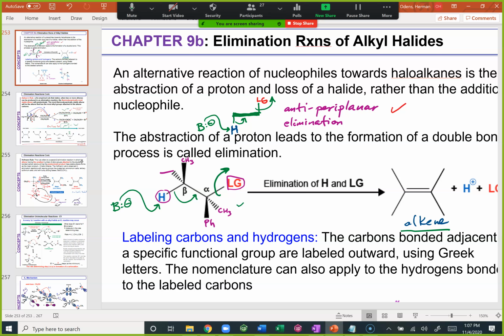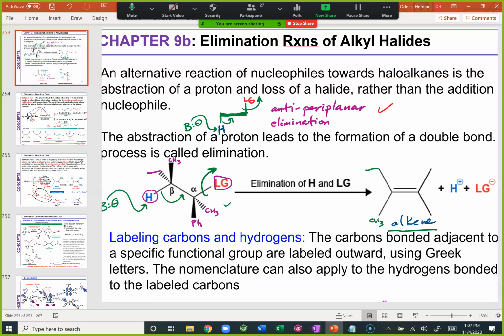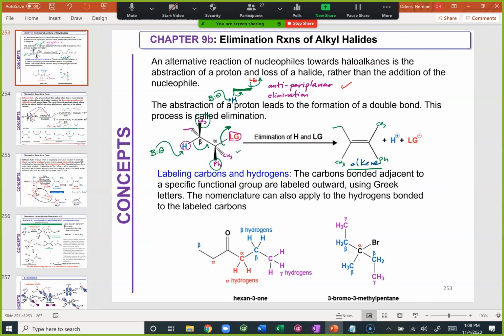So if I have different groups, this will be a CH3 group here. My ethyl group will be there. Because notice that this CH3 and this phenyl will be on my side, and here will be that CH3 group here. So the CH3 and the ethyl groups will be on the opposite side, on the neighbor's fence of the double bond. All right.